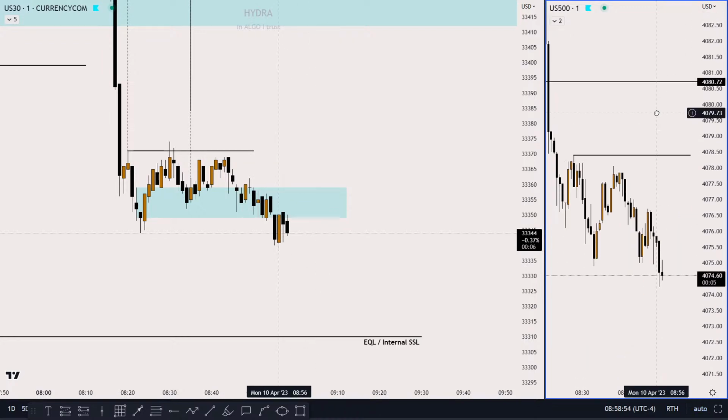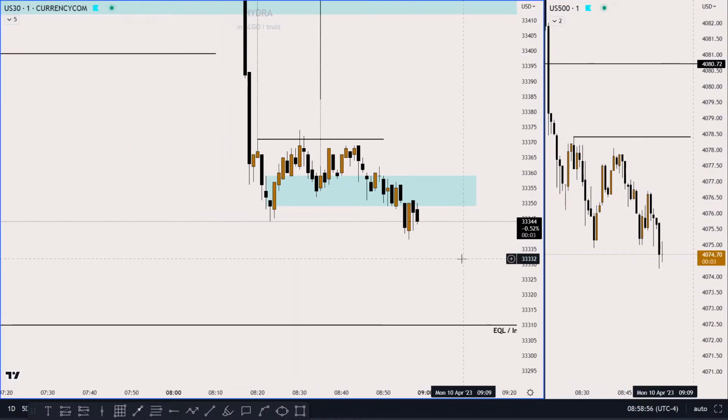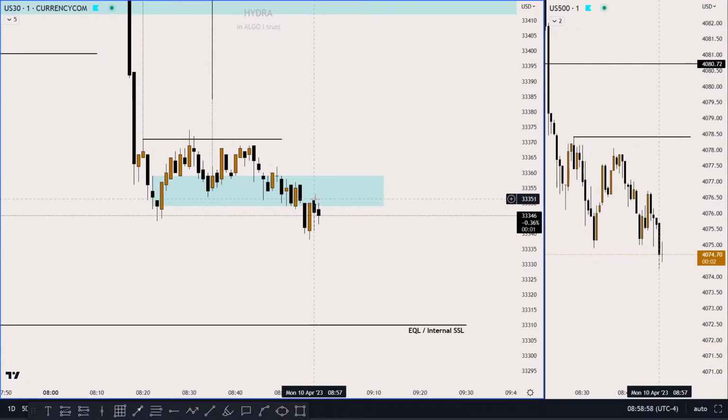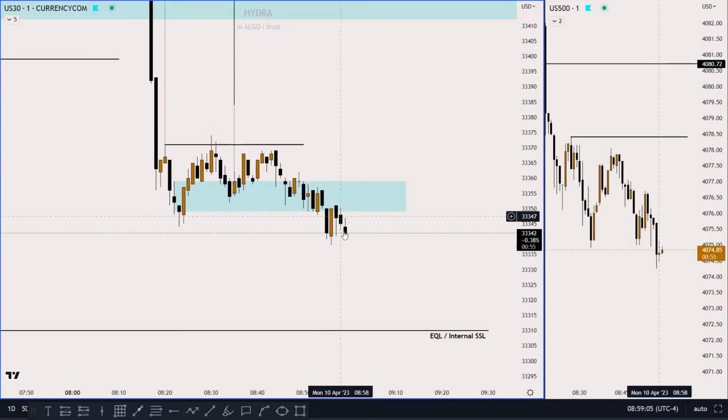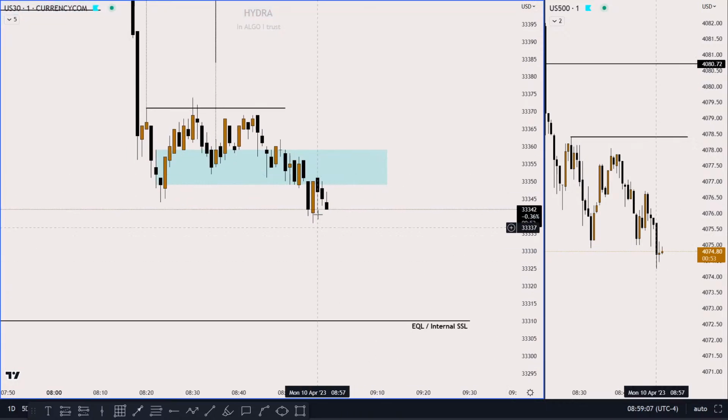So on US 500, I do not see anything. It's choppy. It's choppy like this. So if price is rejecting from this breaker block, right? We did take a setup. If you are confident, you can take this setup, but I will not engage in this marketplace because it's not in my time zone.